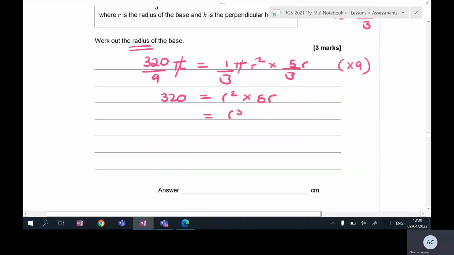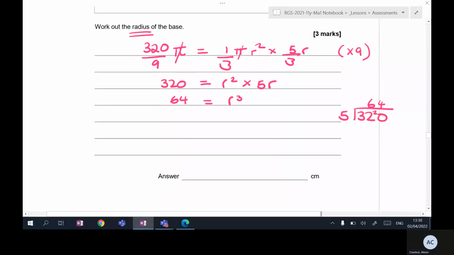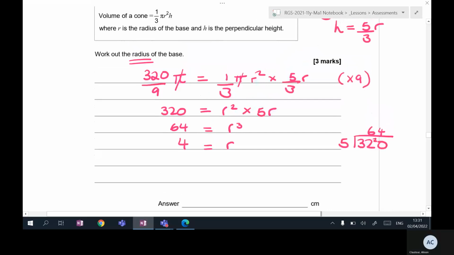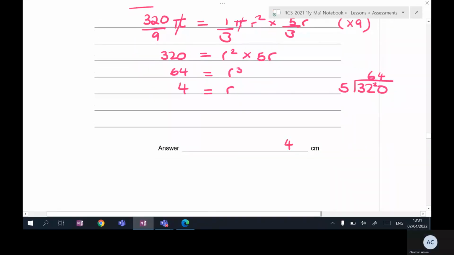So that leaves me with r cubed is 320 divided by 5. If I just quickly work that out, that is 64. And then I want to cube root 64, which is 4. So my radius is 4.